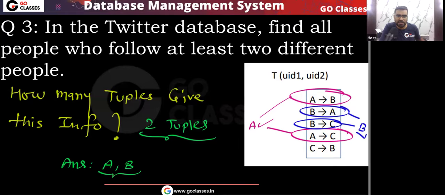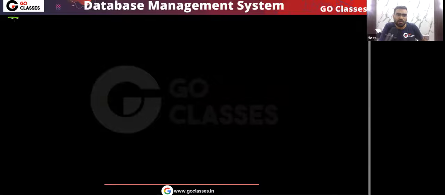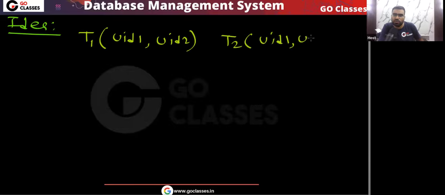Now, once you have this idea, how to solve this question? Very simple. The idea is like this. Basically, you take two copies of this table T. Yes or no? So let's take table T1, or maybe you can say R comma S. Okay, T1 with UID1, UID2, similarly table T2 with UID1, UID2. Basically, you take two copies of the same table.